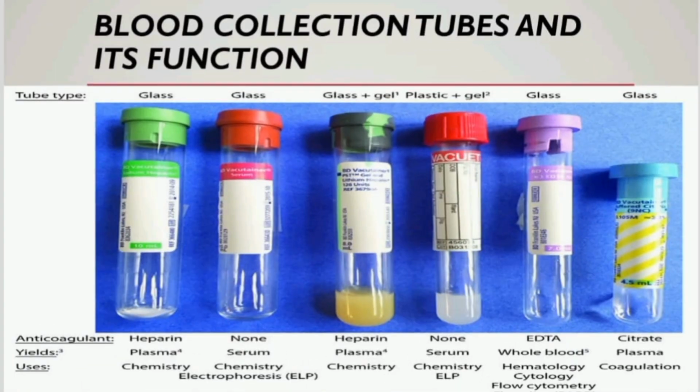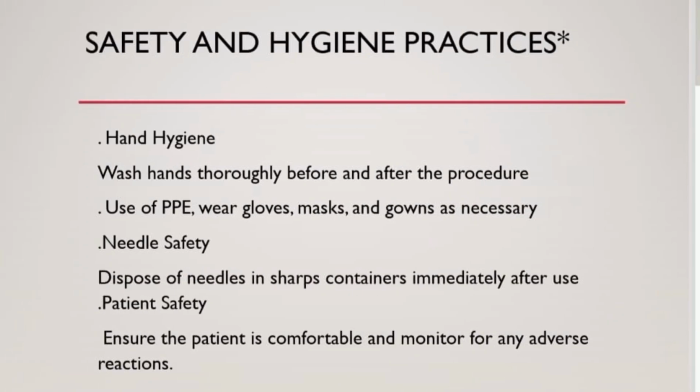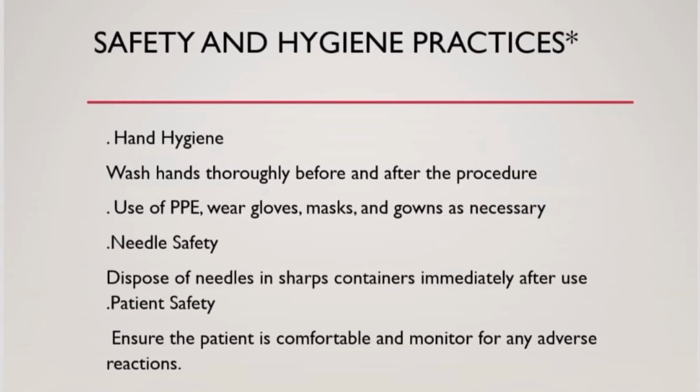And these are the different tubes which are used in blood collection. They come in different colors, and these different colors show the different purposes and different tests. Okay, so now comes hygiene, that is, hand hygiene. The person who is taking the blood must first wash his hands, then wear gloves and a mask, etc.